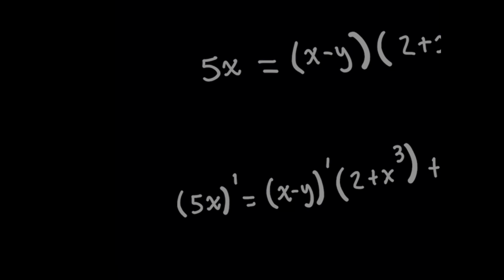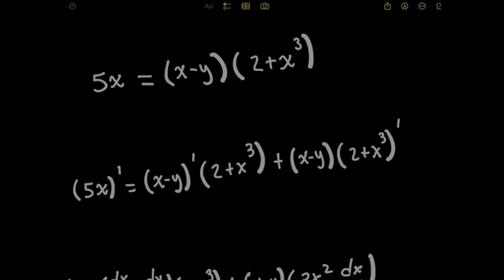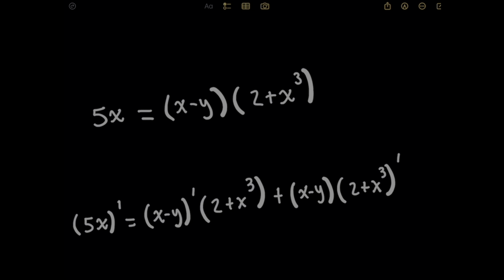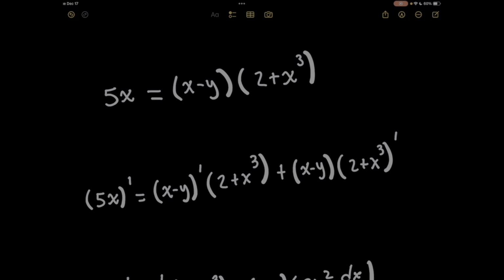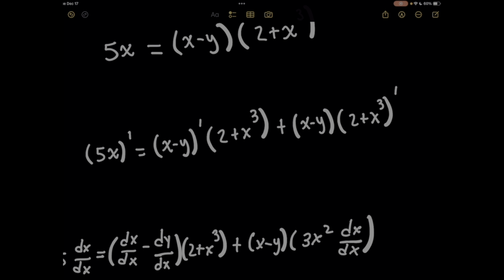Now for the right-hand side, I'm going to do the same thing, just leaving everything as prime notation, knowing that we have an application of the product rule here, because for x minus y, times 2 plus x cubed, we've got a product of terms. And if you remember, the product of terms AB has the derivative of a prime b plus ab prime. Okay, so now let's uncover this a bit more.